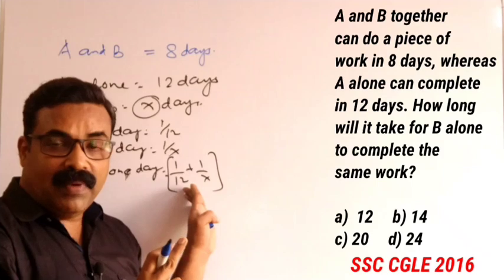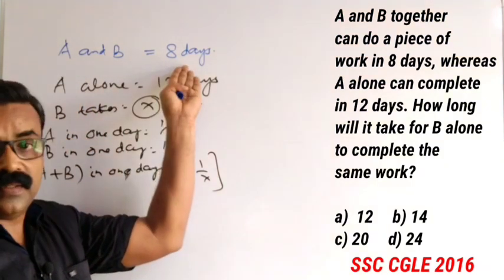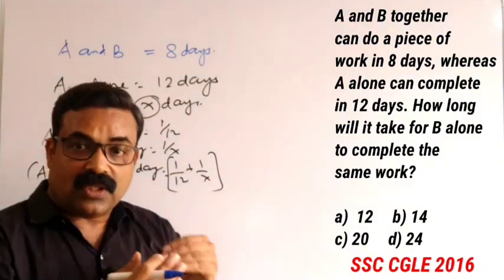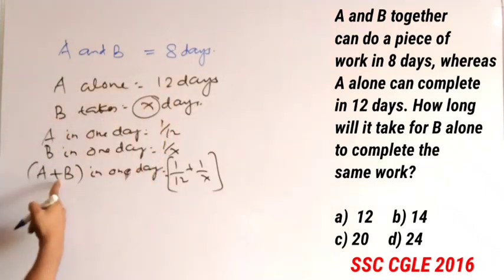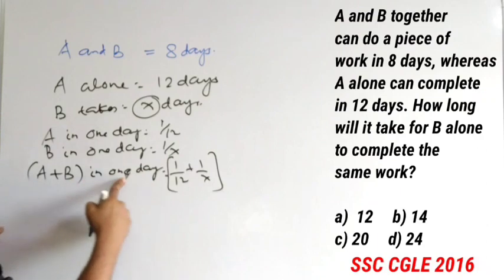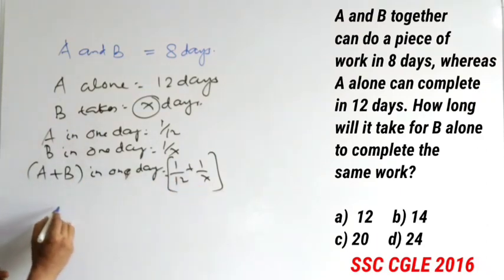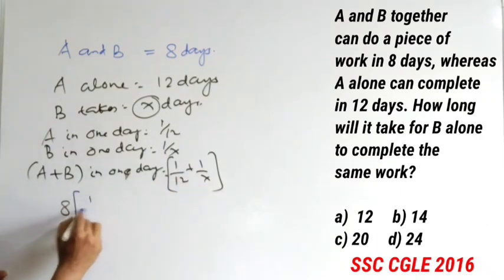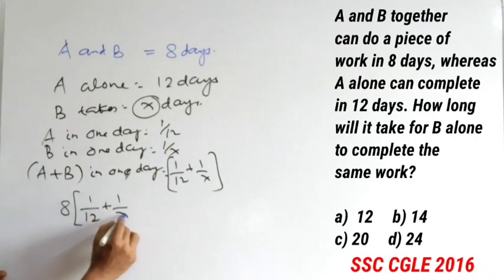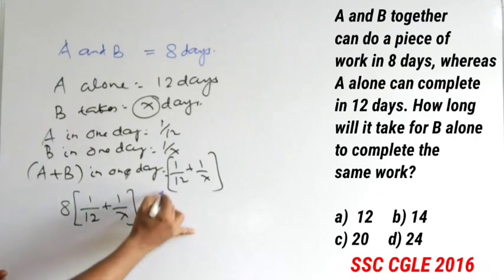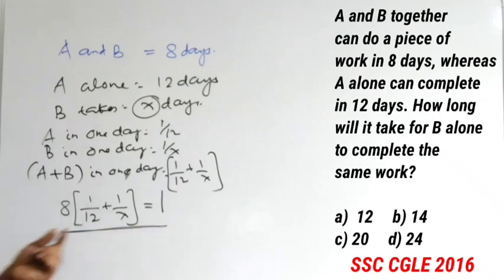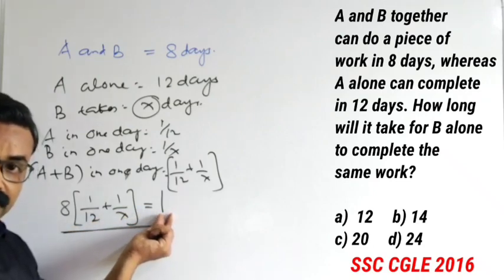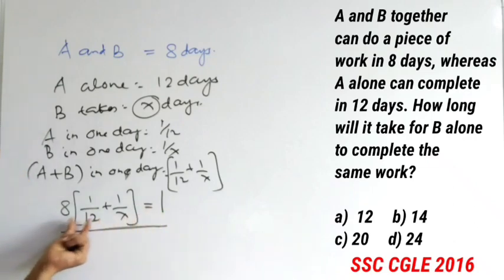But they complete the work in 8 days. So that means the total completion of work is taken as 1. This is the work completed by both A and B in 1 day. So in 8 days, 8 into (1 by 12 plus 1 by x) will be equal to the completion of work, which we have taken equal to 1. From this equation, you can find out what x is.